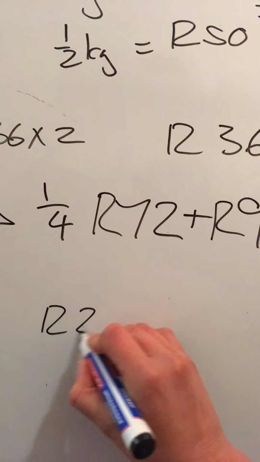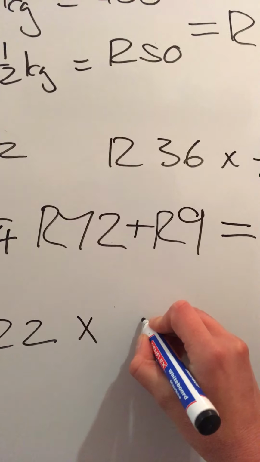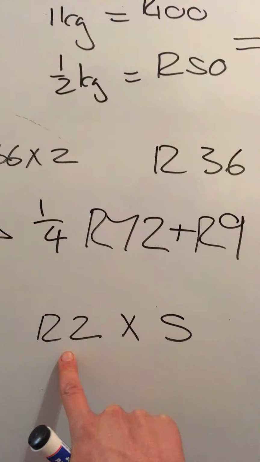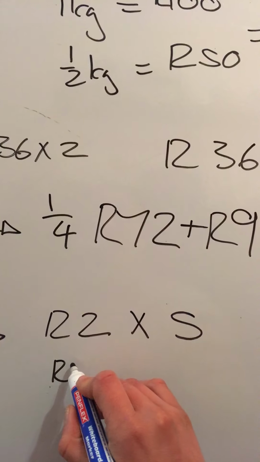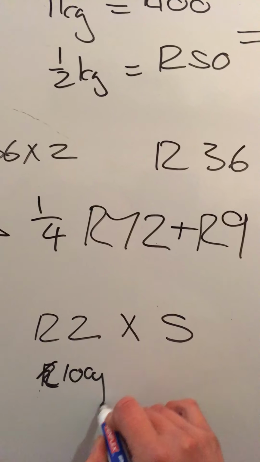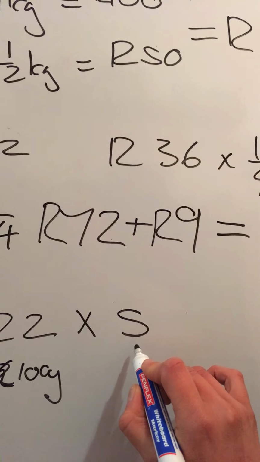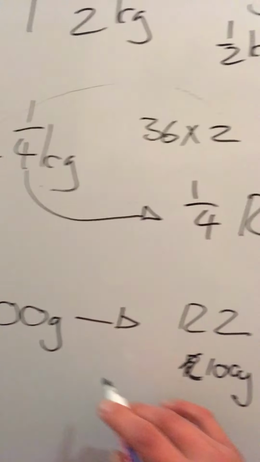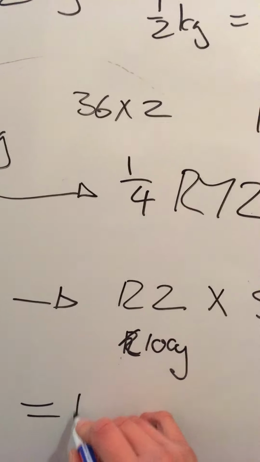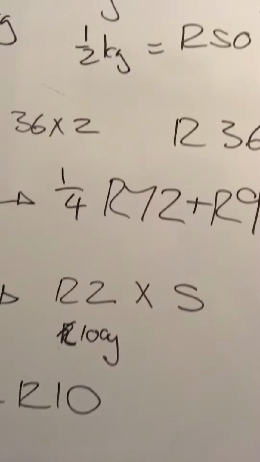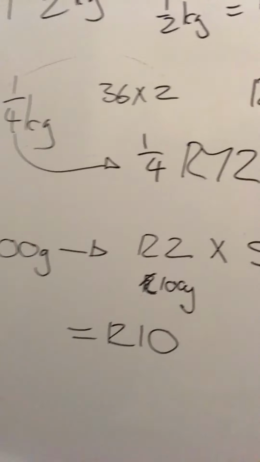So we took 2 Rand and we multiply it by 5, because when it's 2 Rand for 100 grams, times 5, then you will get the answer for 500 grams, which is at the end of the day 10 Rand. Okay, I hope this makes a little bit of sense.